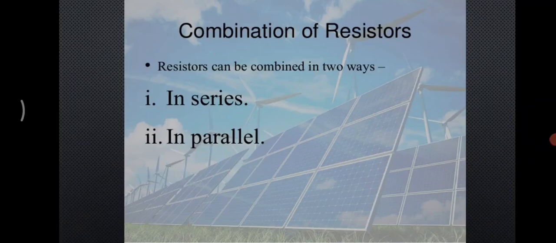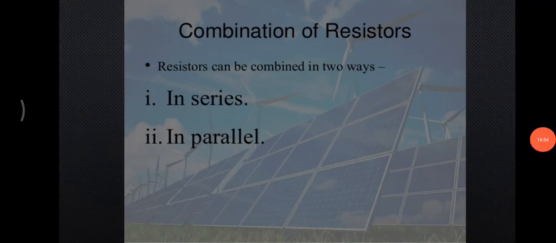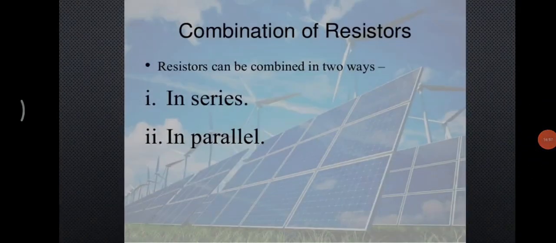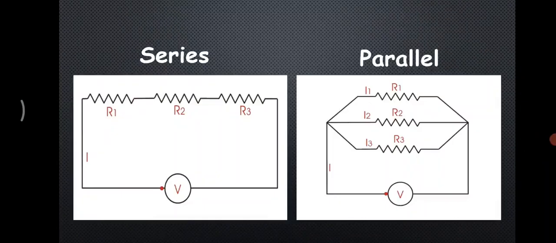Resistors can be combined in two ways. One is in series and the other is in parallel connection, children. Usually at your homes, some connections will be in series, and mostly they will be in parallel connections. So now let us study one by one what these series connections and parallel connections are.